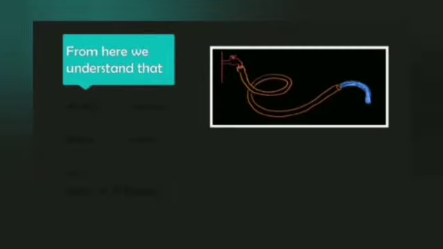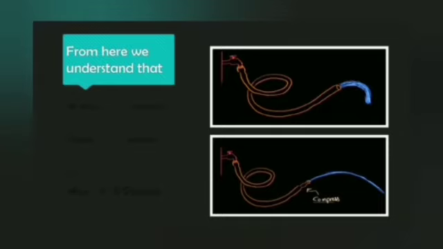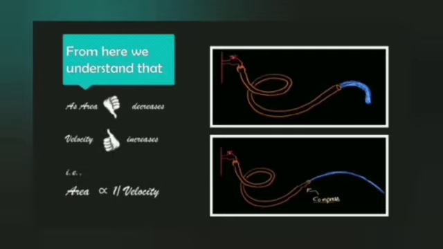Consider you are holding a garden hose. Now compress its end. Can you notice the difference in the velocity of the water leaving the tube? So from here we understand that as area decreases, the velocity increases, which means area is inversely proportional to velocity.